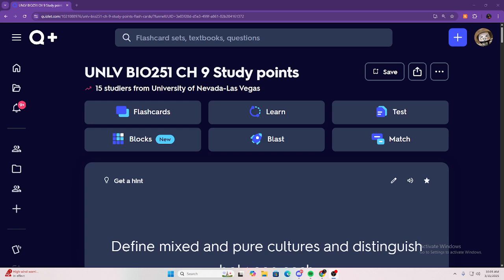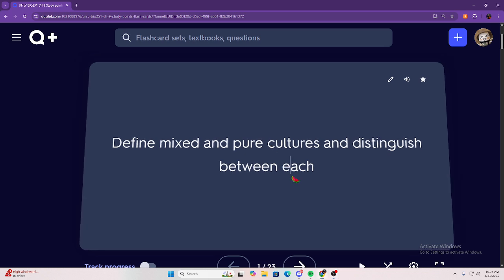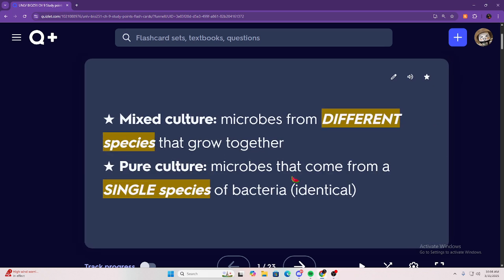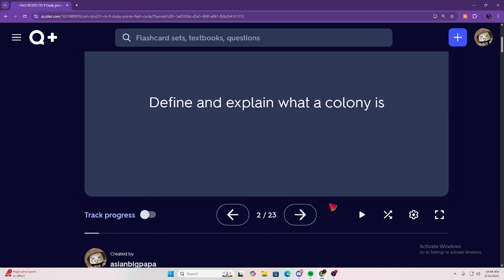Okay, so this is the Biology 251 Chapter 9 study points. So first we're going to begin with defining mixed and pure cultures and distinguish from each. So mixed culture is basically when there are microbes from different species that grow together on a petri plate, while pure culture is where a single species is isolated and all the bacteria that grow on a petri plate are going to be identical since they come from the same species.